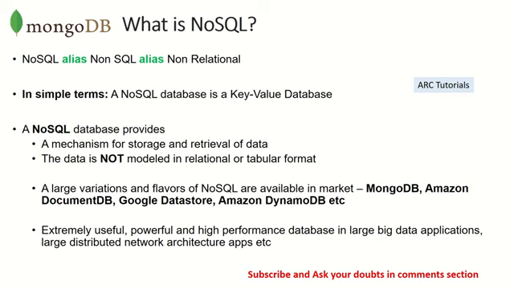Now there are different variations, different flavors of NoSQL available in the market. A few examples are MongoDB, of course, and you have Amazon DocumentDB, you have Google Datastore, you have Amazon DynamoDB, you have Redis, you have Neo4j, etc. NoSQL databases are extremely powerful, high performance databases which are used in large data applications. Large distributed network architecture often ends up using a NoSQL nowadays, right?